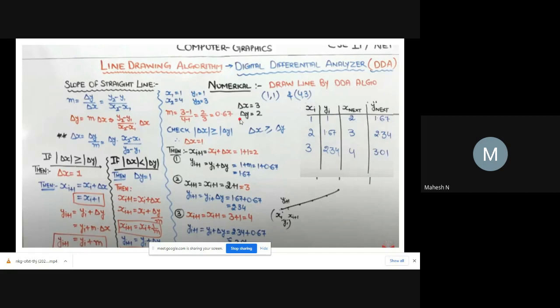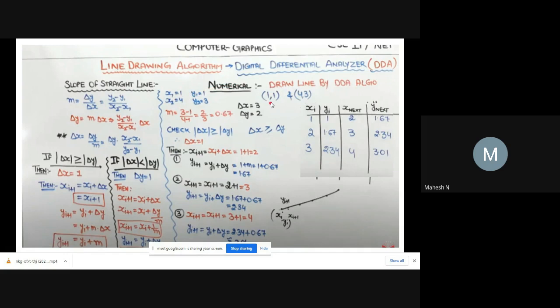If the slope turns out to be less than 1, then we have clearly seen that our straight line is close to the x-axis. That means the x-axis will be moving correctly, but the problem is with the y-axis, which will be moving less. Correct, right? So we will see our algorithm. Here dx is 3, dy is 2, which means dx is greater than or equal to dy.